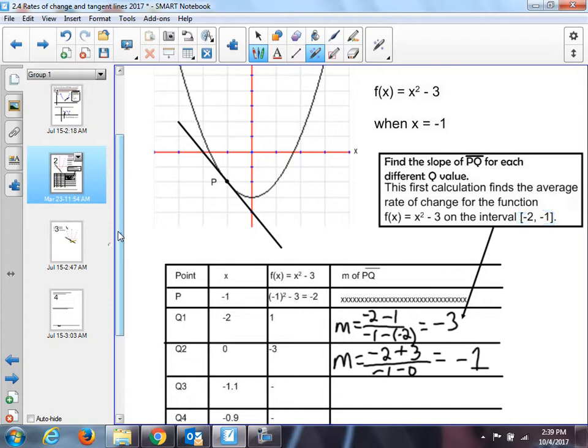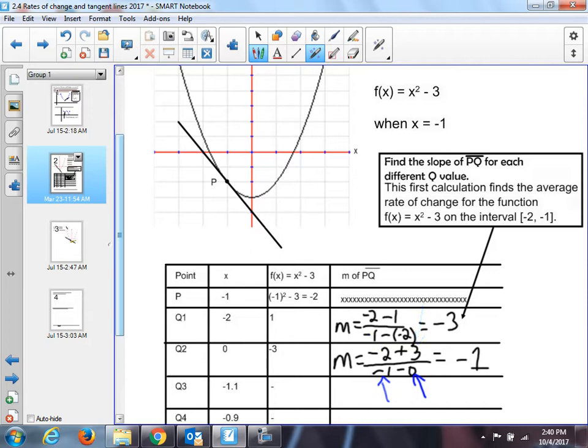I've done the second one for you, keeping in mind that it's still from point P, and this time 0 and 3, this point to this point. So it's y minus y over x minus x, right? -2 minus -3, that's where they came from. And then the x values, -1 minus the 0. You all good with that?